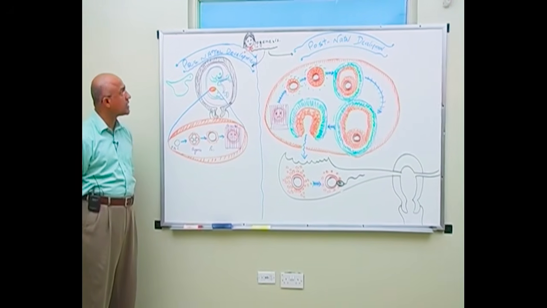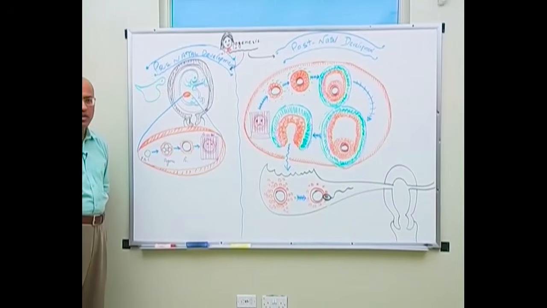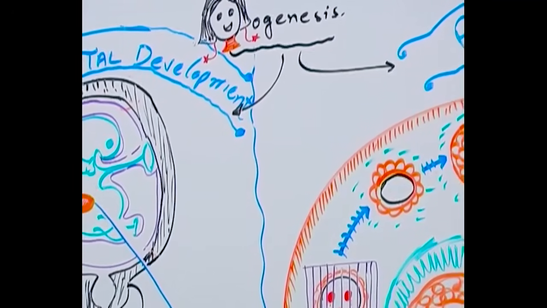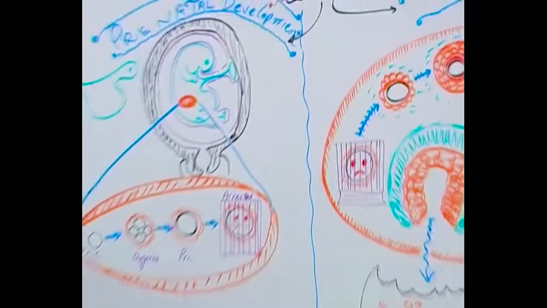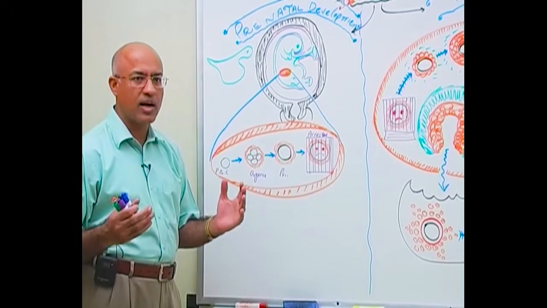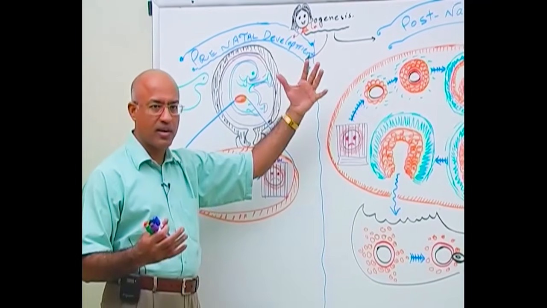Right, now we are going into detail on oogenesis. What is oogenesis? Oogenesis is the formation of a mature ovum from oogonia. Now we will start with how oogenesis occurs. It occurs in two parts.